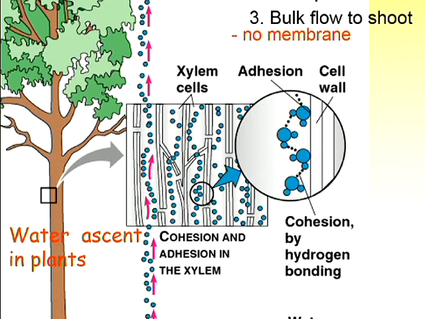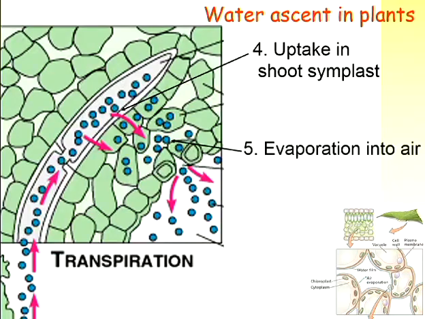It's very thin. So bulk flow to the shoot, there's no membrane. We call it bulk flow, not osmosis, because there are no membranes. It's caused by negative pressure in the shoot.